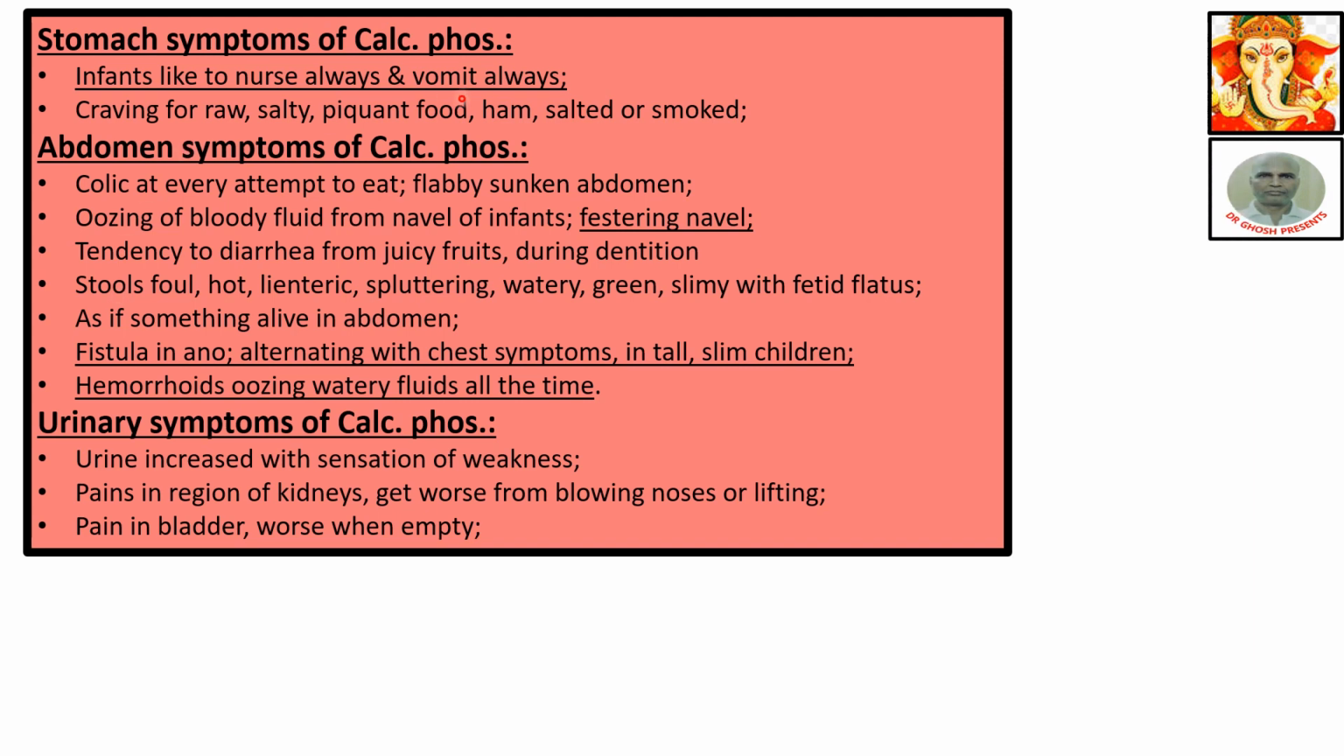Stomach symptoms of Calcarea phos: infants like to nurse always, vomit always. They are always suckling the mother's breast and always vomiting. Craving for raw, salty, piquant food, ham, salted, smoked.